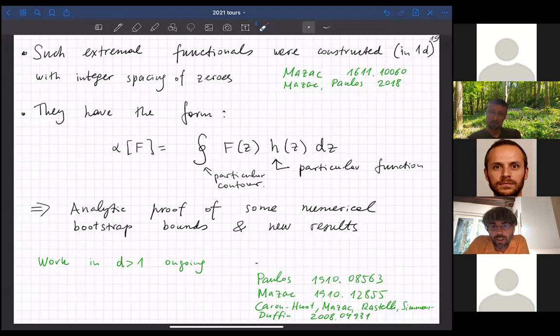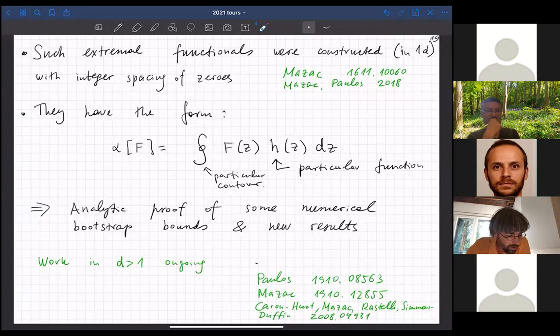Having such functionals, you can do many beautiful things. You can, for example, prove analytically certain numerical bootstrap bounds in d equals 1 dimensions, and people are also trying to generalize this to d larger than 1 dimensions. There are many interesting applications of these ideas.